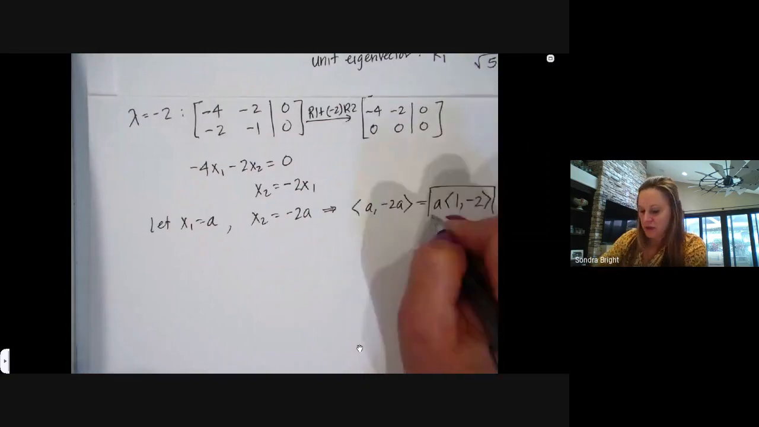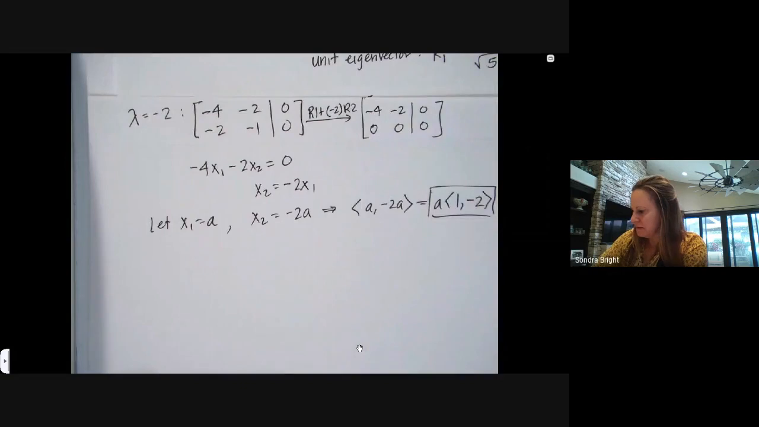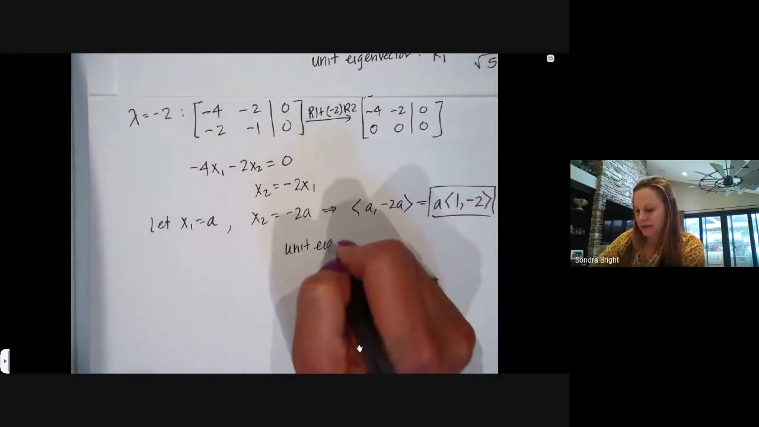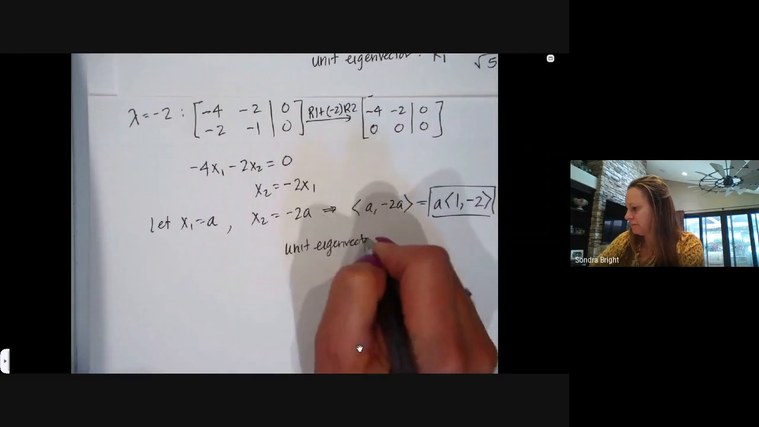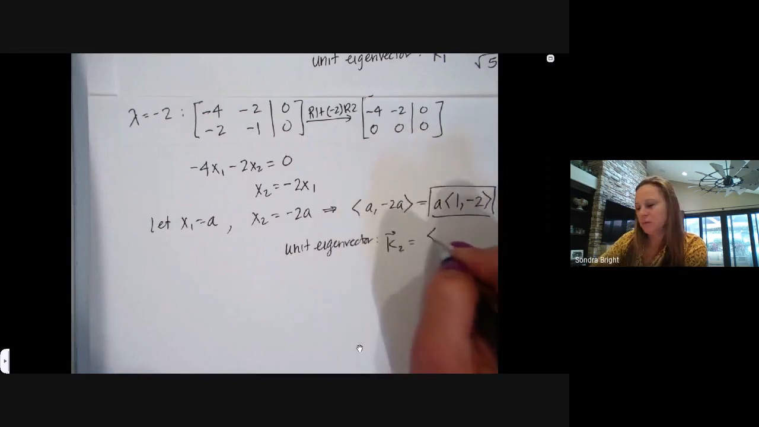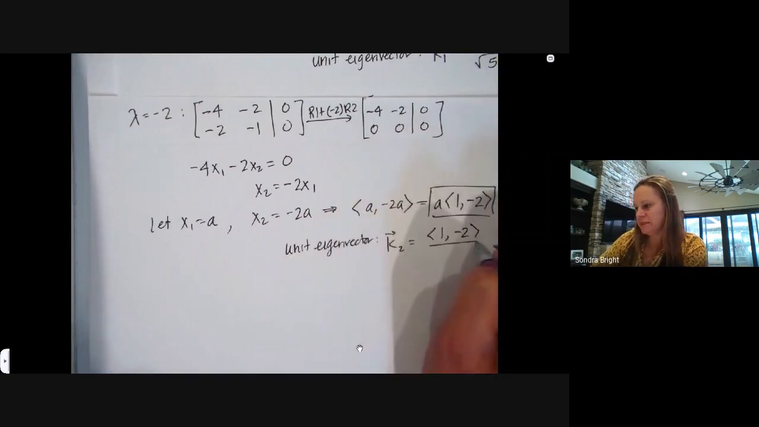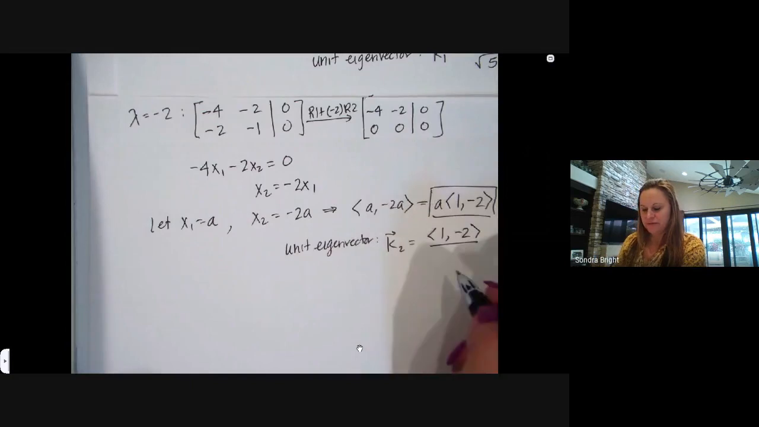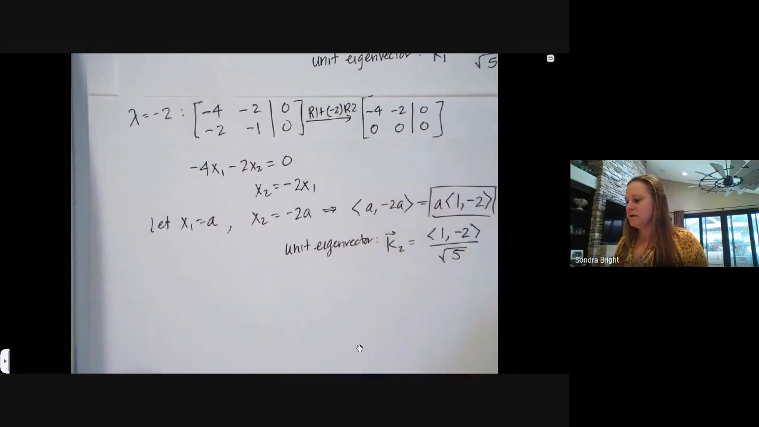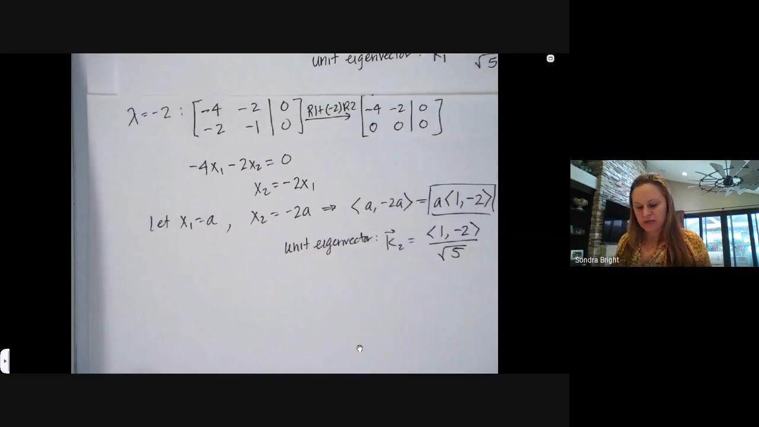And then the unit eigenvector, call it K2, would be just 1, negative 2 over its magnitude, which would be the square root of 1 squared plus negative 2 squared. So you get the square root of 5. All right, so those are your eigenvalues and eigenvectors.